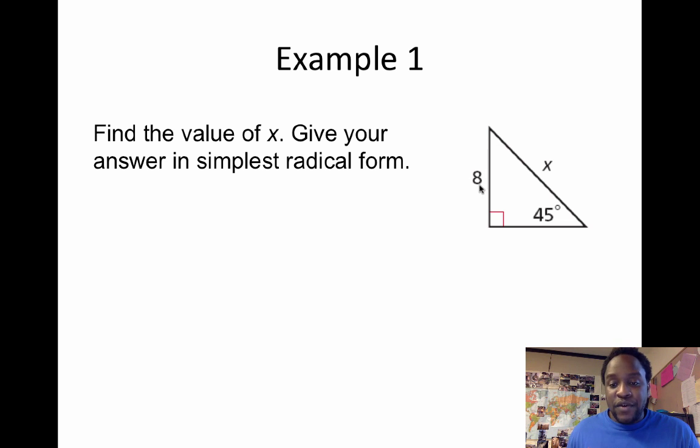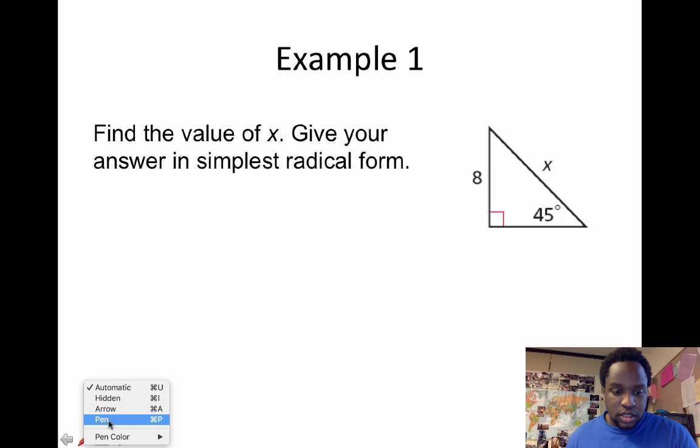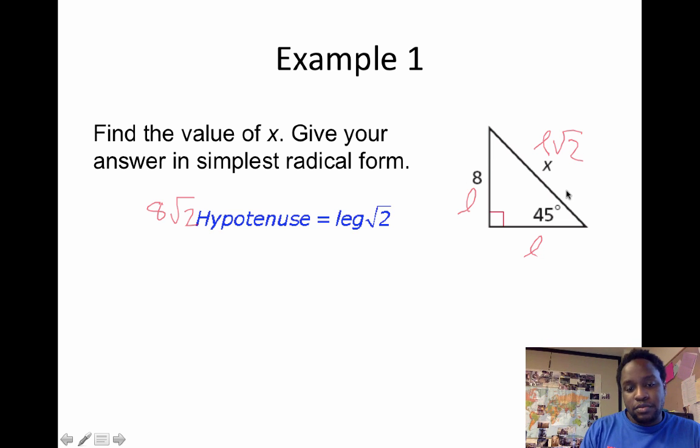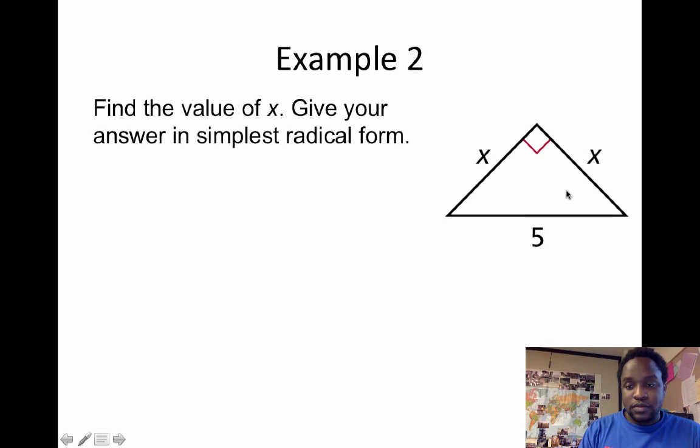Well, since we know that this is a 45, 45, 90 triangle because we have a right angle and one 45 degree angle, by deductive reasoning we can deduce that this angle is 45 degrees. So since it's a 45, 45, 90 triangle, and 8 is a leg and x is the hypotenuse, we know that x is going to be 8 radical 2. Since it goes L, L, L radical 2, and since L is 8, this length is going to be 8 radical 2.